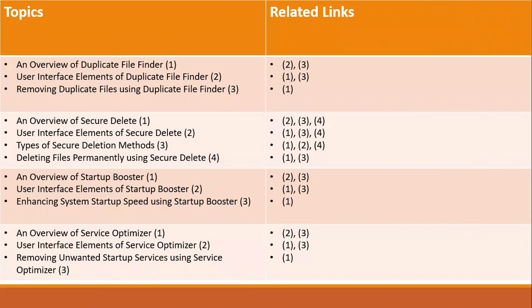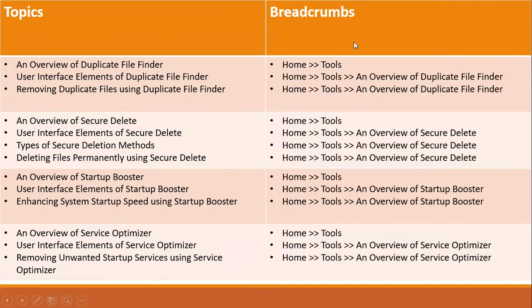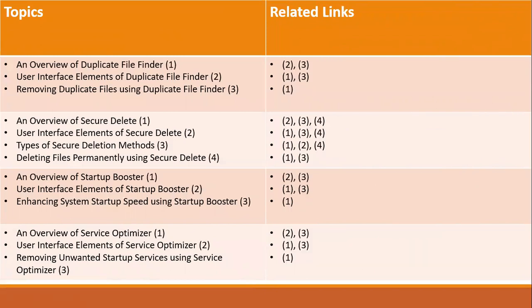Okay, now this is a bit slow. I don't know why. Okay, we are through with breadcrumbs, and now we move on to related links. Now with related links, if you look at this, we have added 1, 2, and 3, and in related links I have mentioned 2 and 3, which means the related topics for duplicate file finder will be user interface and this one, the removing duplicates.